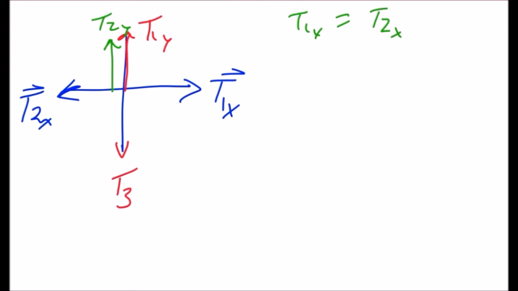All right. And then what can we say about that y-axis there? It's also in equilibrium, which means that T2y plus T1y is equal to T3, which was equal to, are we going to use our rounded number or the actual? All right. So that, I believe it was 49.05 newtons. It's a really bad 5.